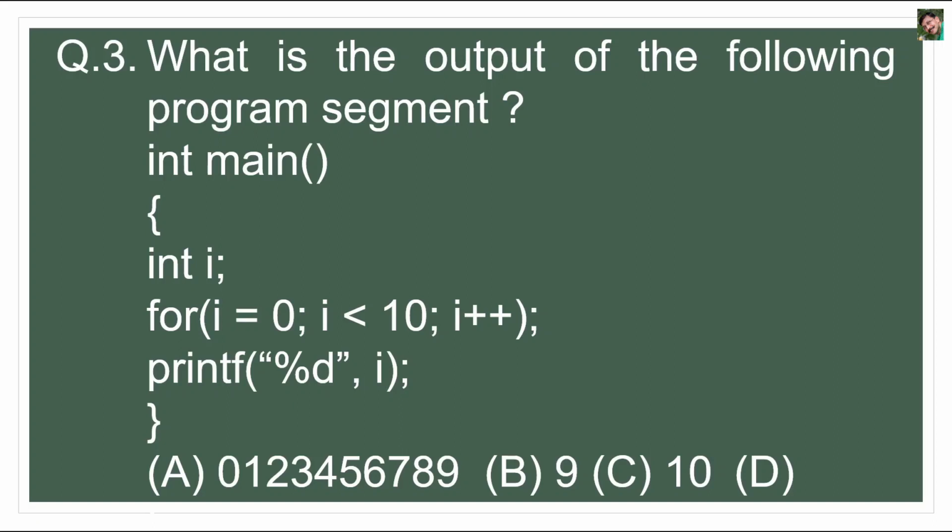Just loop runs, but nothing happens. So ultimately it will run up till 9, and once i becomes 10, the loop will get over and it will come outside and it will print the value of i, the last value, that would be 10, because when i becomes 10, the condition becomes false. So the correct answer is C.